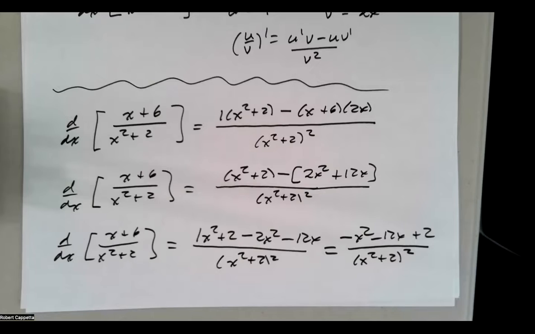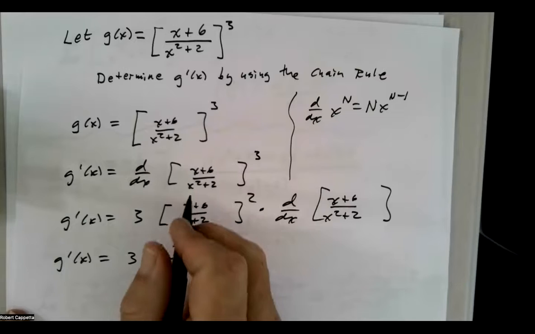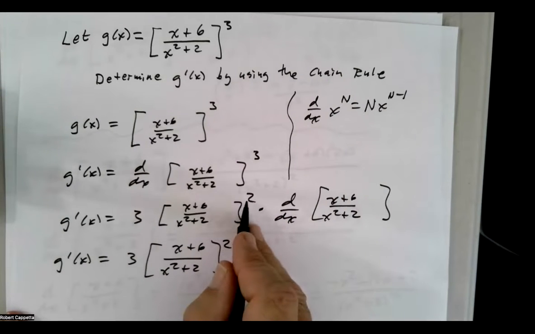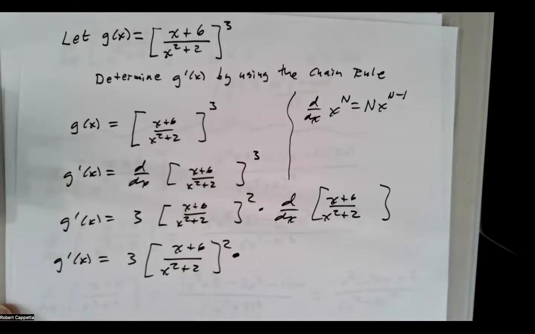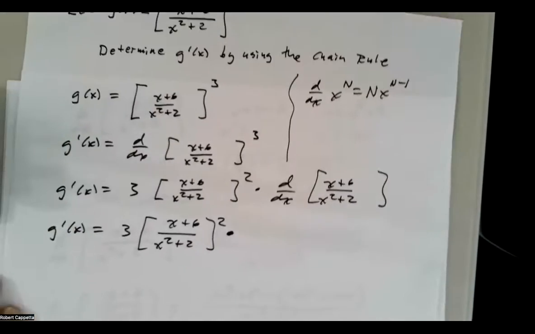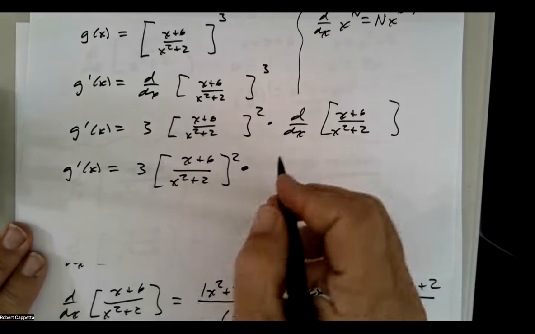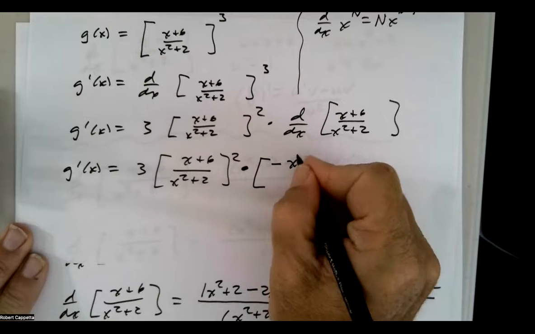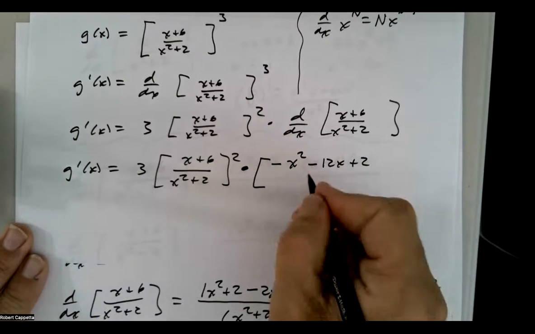So remember, this was our original page. Let's rebuild it one more time. I wanted the derivative of this thing to the third power. Using the power rule, 3 times this thing to the second power times the derivative of this thing. And we just did the derivative of this thing. The derivative of this thing turned out to be negative x squared minus 12x plus 2, over x squared plus 2, squared.